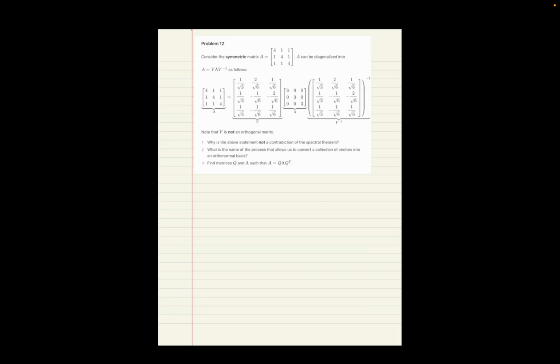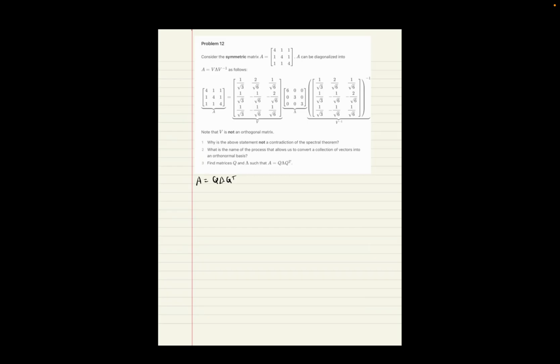Well, the spectral theorem tells us that any symmetric matrix A can be diagonalized into the form Q lambda Q transpose, where Q is an orthogonal matrix. However, it doesn't state that this is the only way to diagonalize A. Therefore, there being an additional way to diagonalize A as given in the problem premise doesn't contradict the spectral theorem at all.